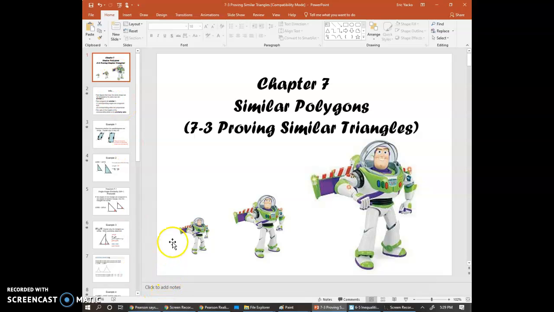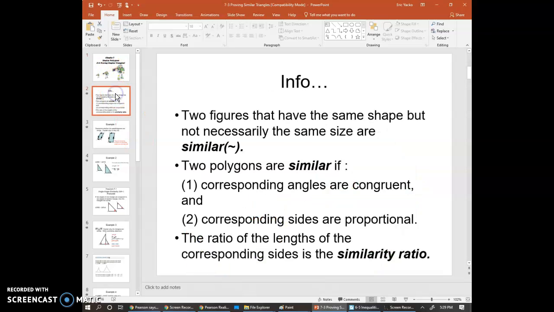And you can actually see some similar figures here, similar Buzz Lightyears. So, what are similar figures? Well, they have the same shape, but not necessarily the same size. We use this symbol, called the tilde symbol, to stand for similar. So anytime you see this, it's one single tilde, it means similar. Don't get confused with the two tildes, which mean approximately.